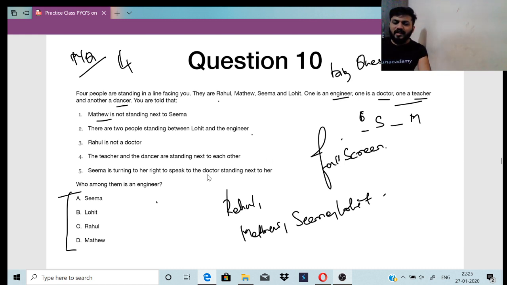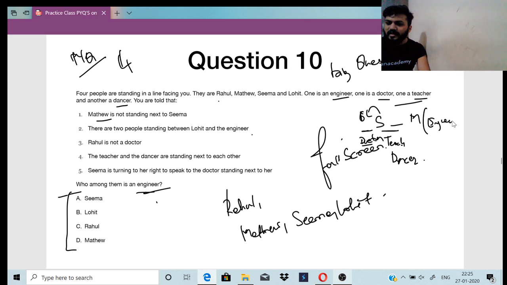Seema is turning to her right and speaking to the doctor standing next to her. So Seema has a doctor next to her. Rahul is not a doctor. The teacher and dancer are standing next to each other. So if one is a doctor, these both are standing next to each other, so this will be teacher, this will be dancer. So who is an engineer now? Doctor, teacher, dancer done. Who is the engineer? Matthew, right? Matthew is an engineer. That's it.